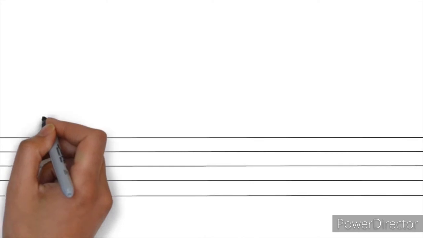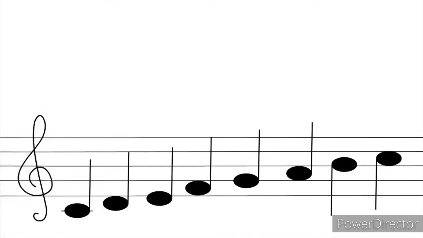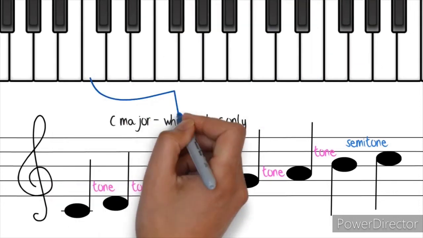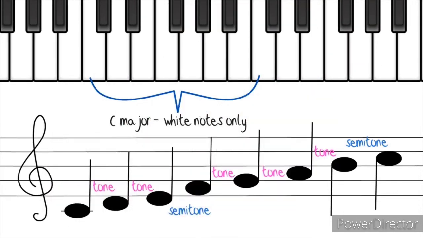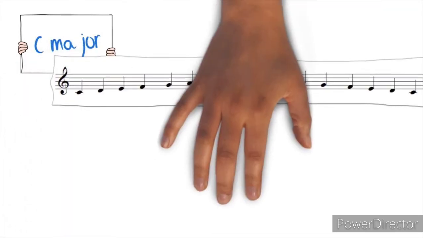We have seen the building blocks of the major scale, the tone and the semitone, and how following a special pattern of tones and semitones takes us through a major scale, starting on any note we choose. And we have seen that C major is all the white notes on the piano. In other words, no sharps and no flats are needed to make the major scale complete. Let's look again at a C major scale over 1 octave.